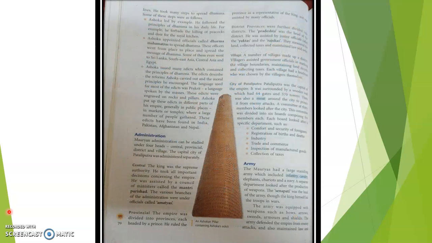Next is spread of Dhamma. Ashoka wanted people to follow Dhamma. He took many steps to spread Dhamma. They were as follows. First one is he did not allow killing of peacocks and deer for the cooking in his palace. He appointed some persons for the spread of Dhamma. These are known as Dharma Mahamatras.